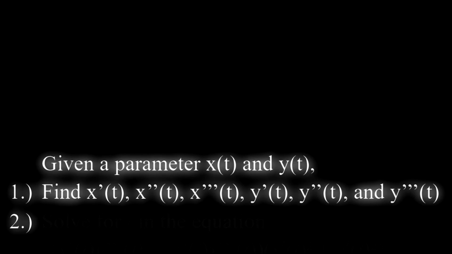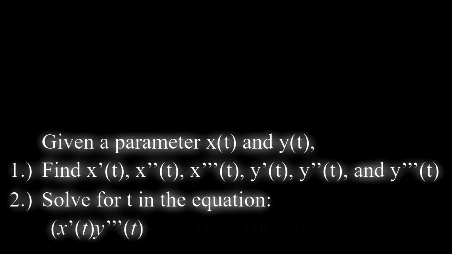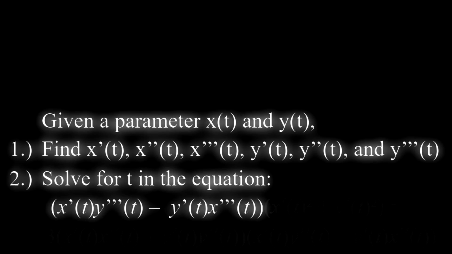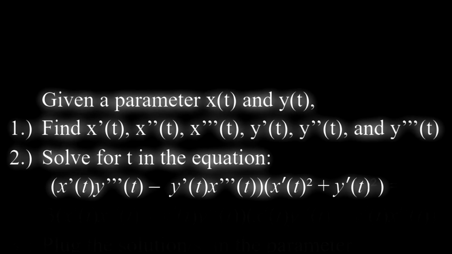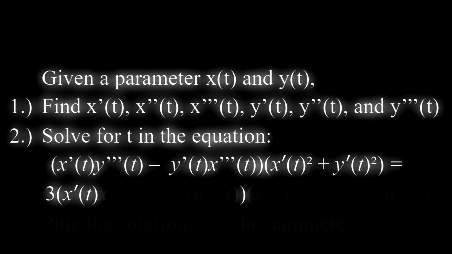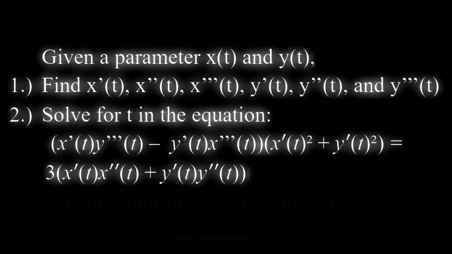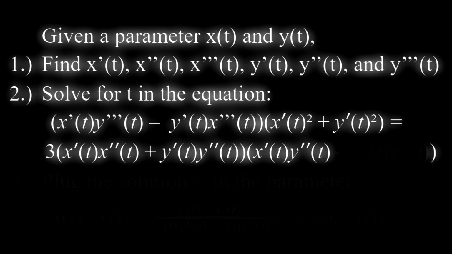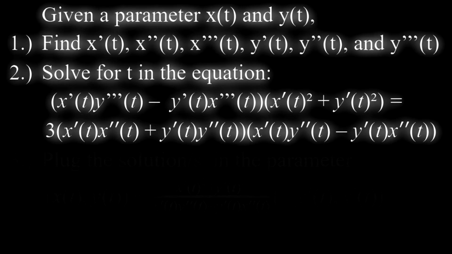Number 2: solve for t in the equation x prime t, y triple prime t, minus y prime t, x triple prime t, times the quantity x prime t squared plus y prime t squared, all equals 3 times x prime t, x double prime t, plus y prime t, y double prime t, times the quantity x prime t, y double prime t, minus y prime t, times x double prime t.